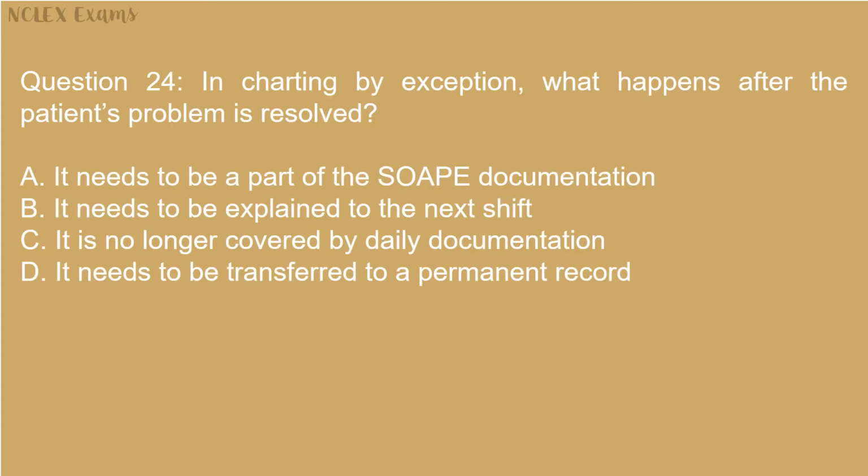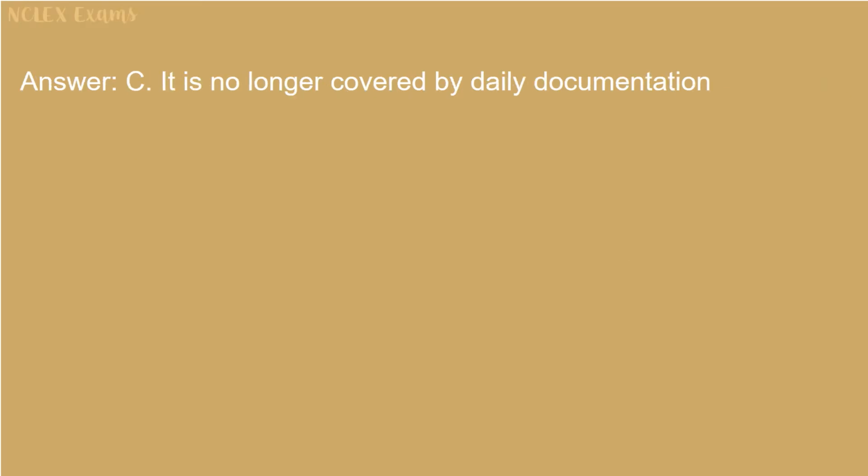Question 24. In charting by exception, what happens after the patient's problem is resolved? A. It needs to be a part of the SOAP documentation. B. It needs to be explained to the next shift. C. It is no longer covered by daily documentation. D. It needs to be transferred to a permanent record. Answer: C. It is no longer covered by daily documentation.